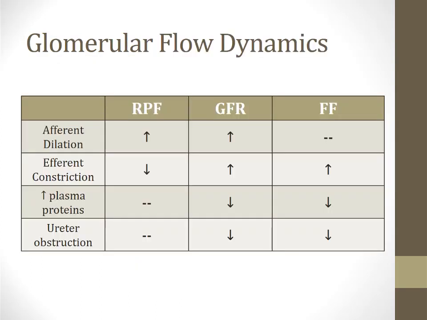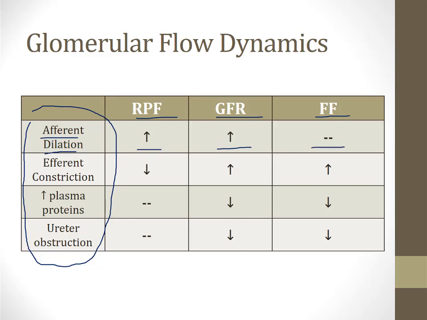So on this page, I've summarized the glomerular flow dynamics we've been talking about in the last few slides. There are many disease states and drugs and other situations where all these things shown here can be altered, so it's important to understand the effects that these have on renal plasma flow, glomerular filtration rate, and the filtration fraction. So if we start with afferent arterial dilation, that will increase the renal plasma flow and the GFR, but have no effect on filtration fraction.